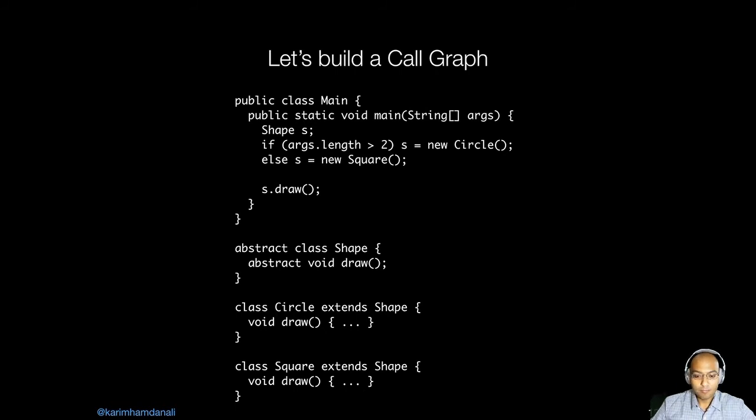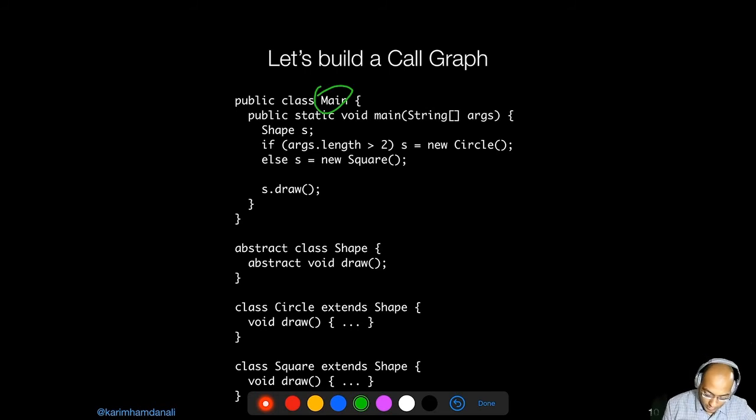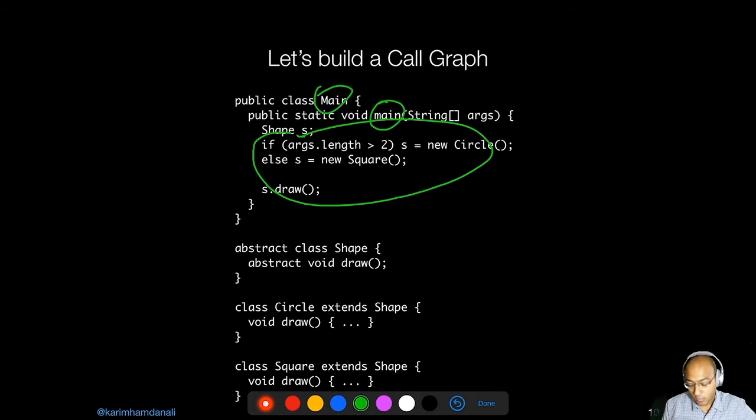All right, back to call graphs. Now that we know what a call graph is, let's start building a call graph for this program here. It's a very simple Java program that has a main class with a main method, and a whole bunch of statements in there. Based on some arguments passed to that main function, it is going to create either a circle or a square, and then it will call s.draw on that object.